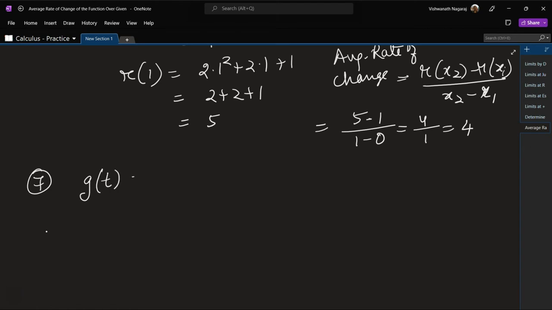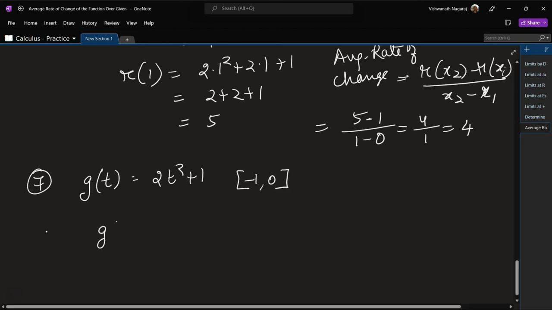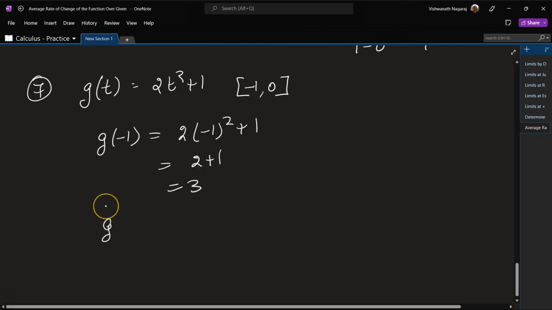G of t is equal to 2t square plus 1 in the interval minus 1 comma 0. So g of minus 1 is equal to 2 times minus 1 square plus 1, which is 2 plus 1, which is 3. Similarly, g of 0 is equal to 0 plus 1, which is 1.